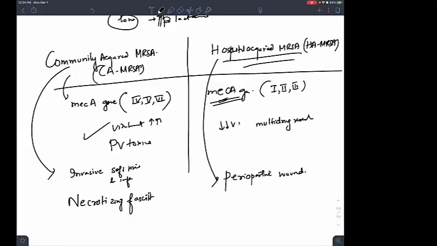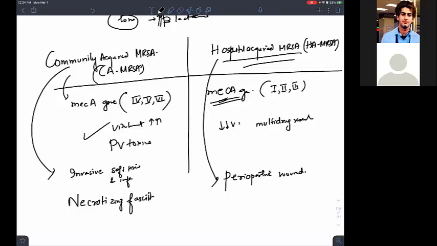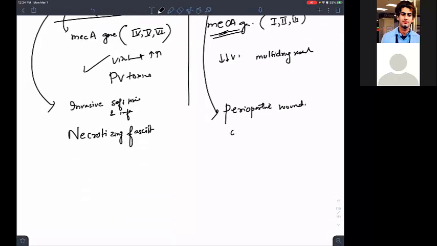Sometimes a health worker comes with an infection: hospital staff, a nurse, a rehabilitation worker, a dialysis technician. And remember one thing: if someone has an indwelling catheter, a catheter inside, and there is an infection, that will be an HA-MRSA infection. Are we able to understand?